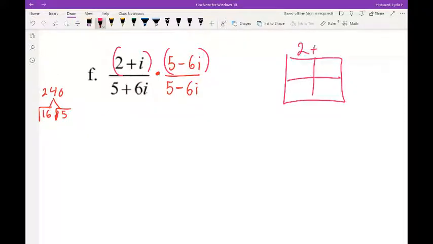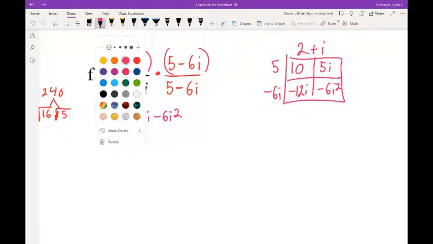So 2 plus i, 5 minus 6i. 2 times 5 is 10. 5 times i is 5i. 2 times negative 6i is a negative 12i. And negative 6i times i is a negative 6i squared. So that numerator will become 10, 5i minus 12i is a negative 7i, minus 6i squared. We'll worry about the i squareds in a minute.